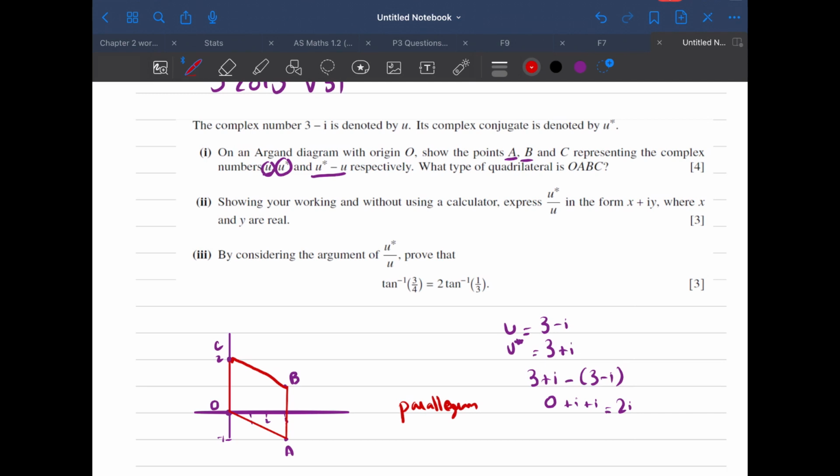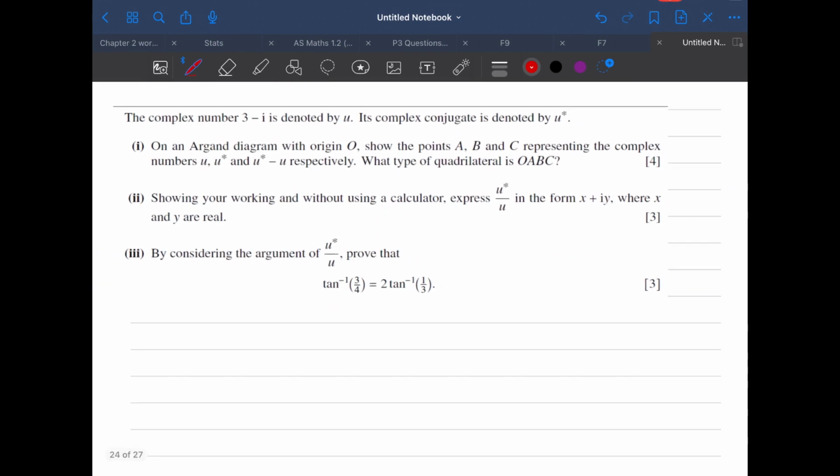Do you get this? Now I need to divide U conjugate by U. Let's do that on another page. So U conjugate by U. The conjugate is 3 plus iota divided by 3 minus iota. Now I'll multiply by the denominator's conjugate. This was done in video lesson 1.